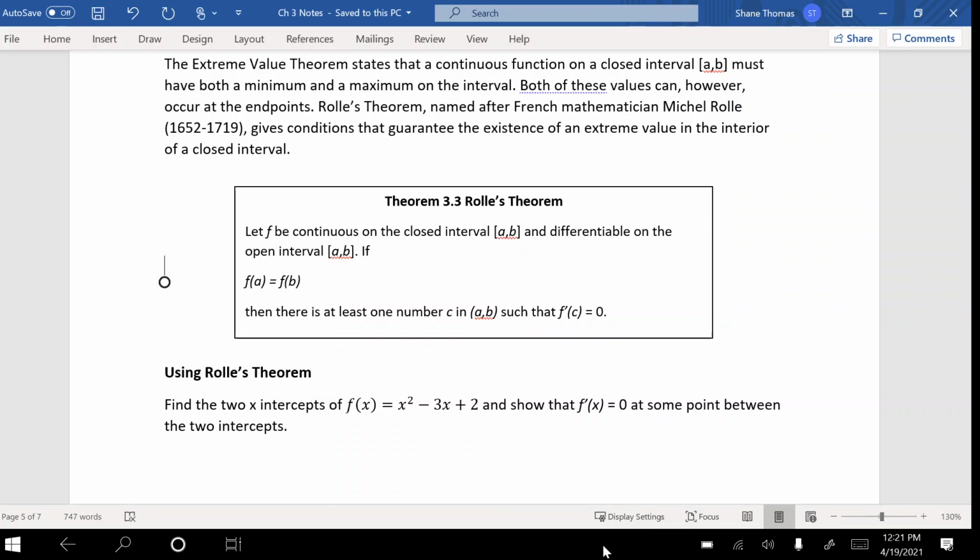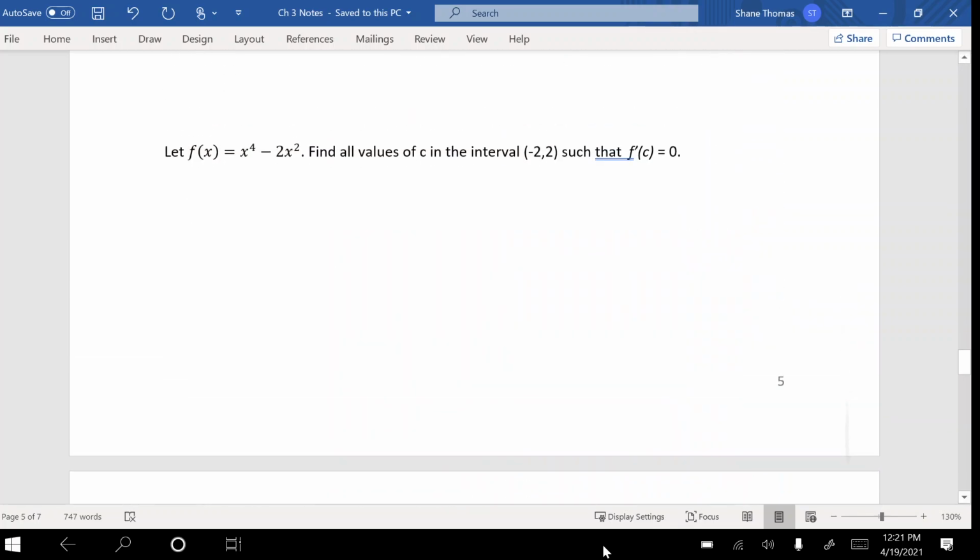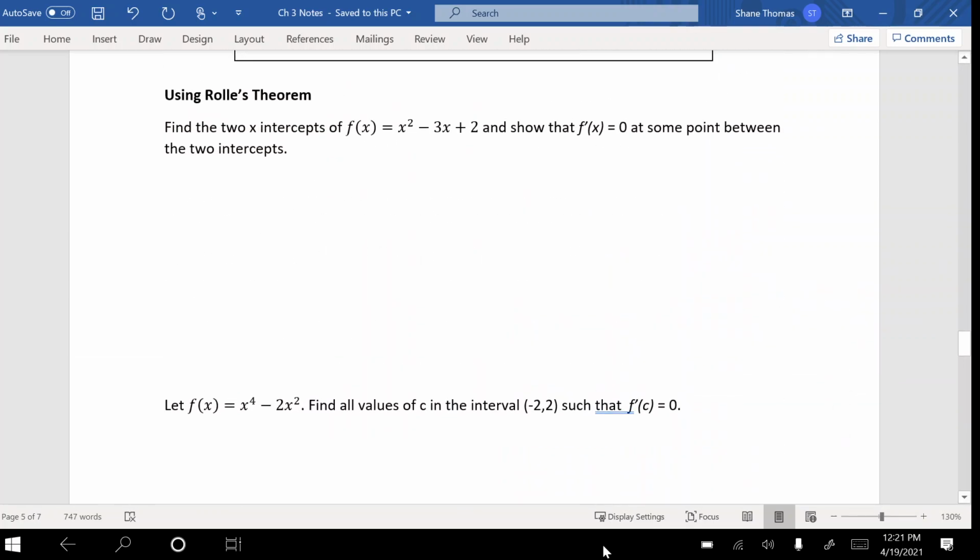All right, let's look at one. We're going to use Rolle's theorem. We're going to find the two x-intercepts of f of x equals x squared minus 3x plus 2, and show that f prime of x equals 0 at some point between the two intercepts. First, we take this function and solve it for 0 to find our intercepts: factor, set it equal to 0.